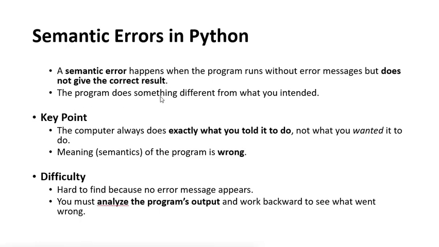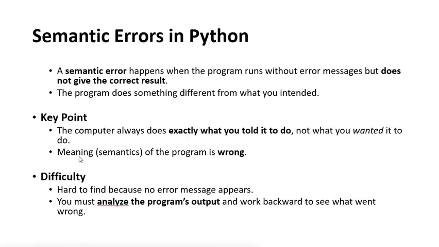The program does something different from what you intend. It will keep changing the output or do something else. It will give something which is not related to your program. You have to understand that a semantic error has occurred. Here, the computer always does exactly what you told it to do. Whatever instructions you give, it will act according to that, not what you want it to do. It will do only what you told it to do.